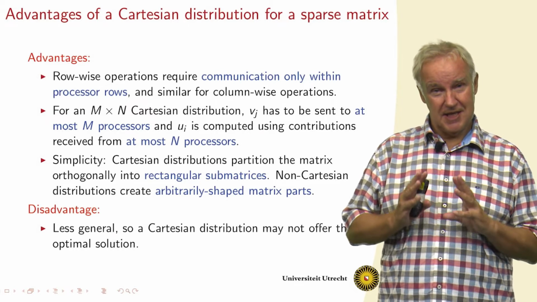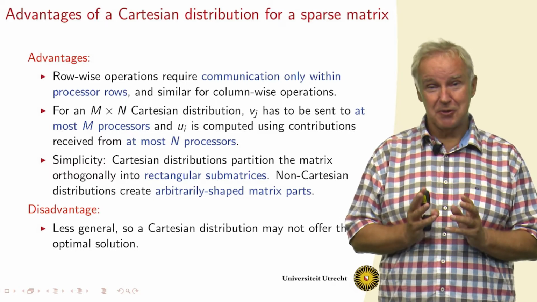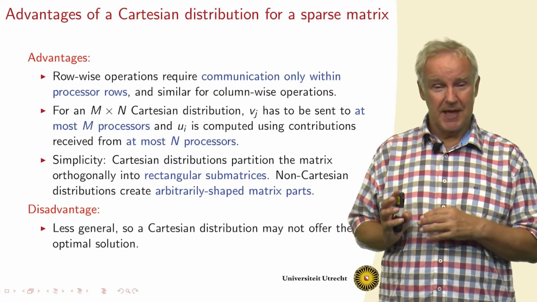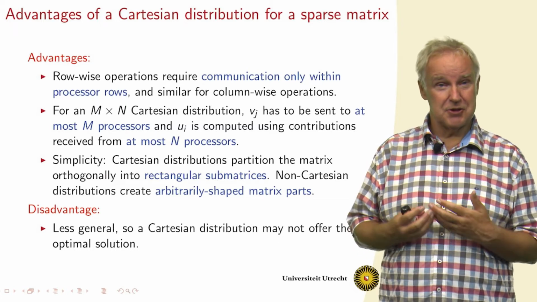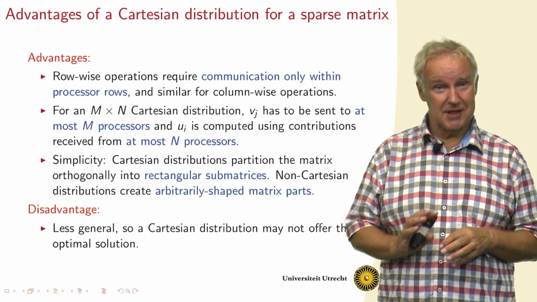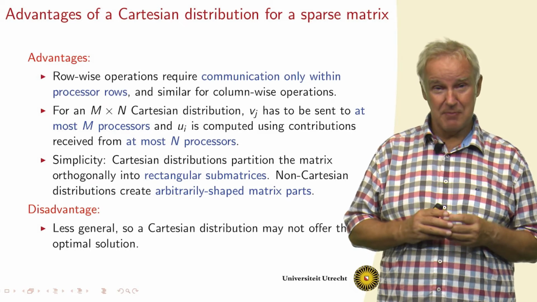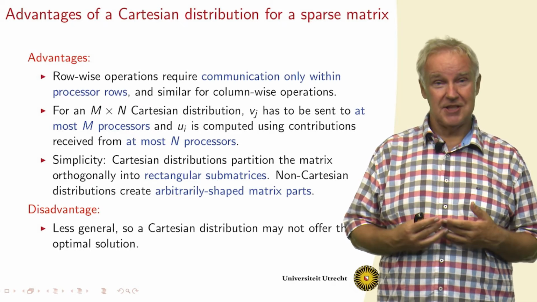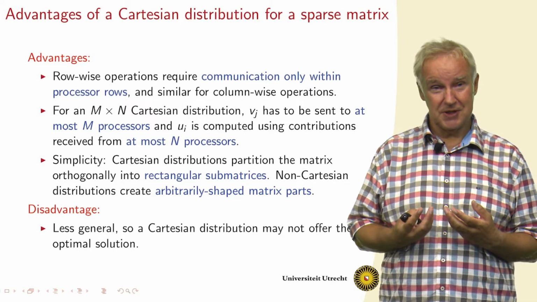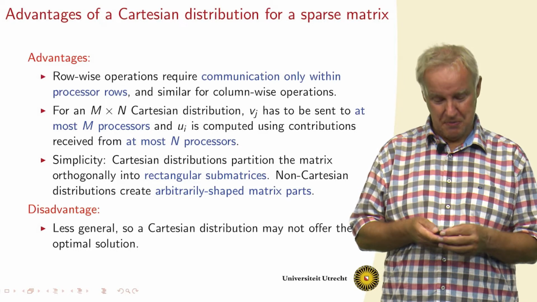Another thing is that if we distribute the matrix in a Cartesian way, the parts that we get are submatrices. They are rectangular, so that's easy to think about. On the other hand, if we don't use a Cartesian distribution, the parts can have any shape. So these are all advantages why we would want to use a Cartesian distribution. Still, there's one major disadvantage, and that is that since we restrict the type of distribution, it may not be optimal. And so non-Cartesian distributions may still be the best.